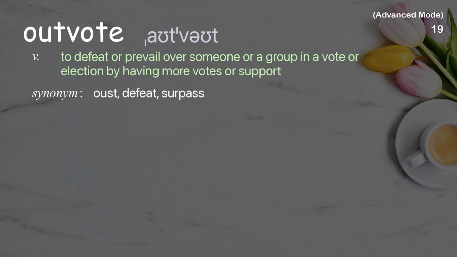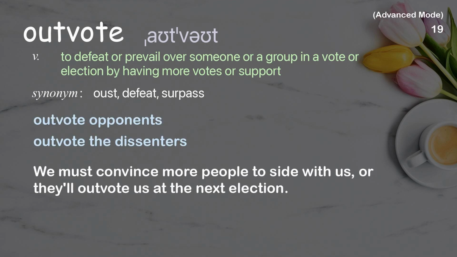Outvote. To defeat or prevail over someone or a group in a vote or election by having more votes or support. Examples: Outvote opponents. Outvote the dissenters. We must convince more people to side with us, or they'll outvote us at the next election.